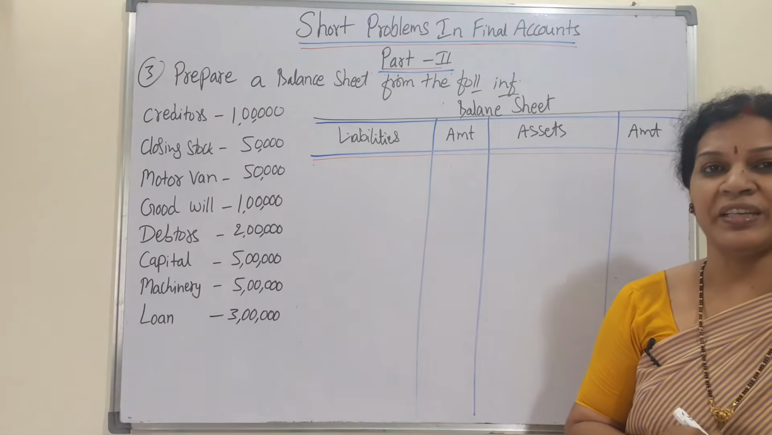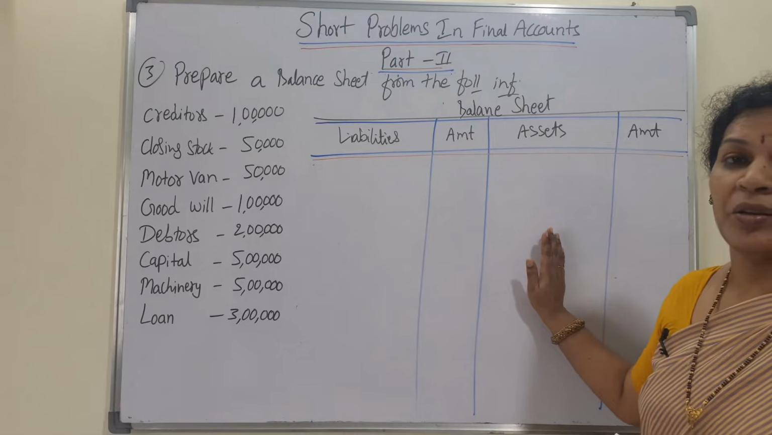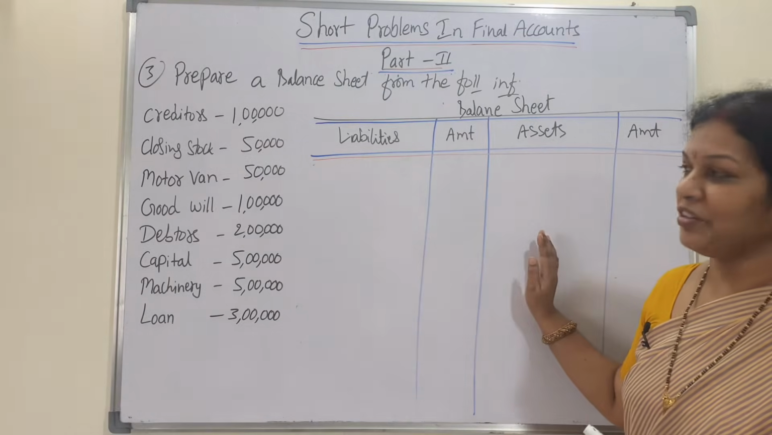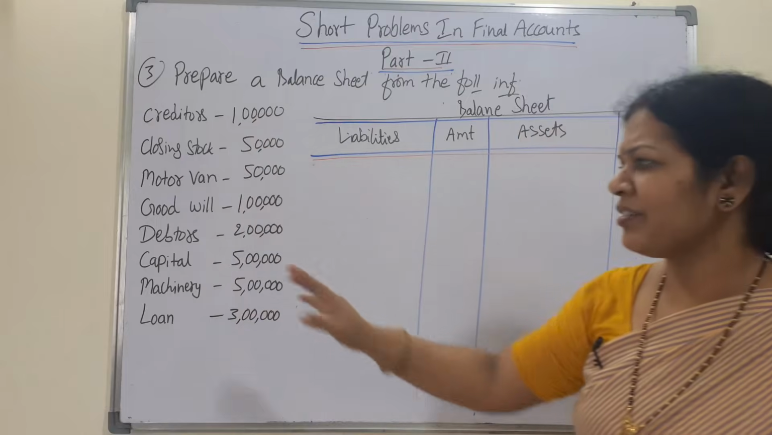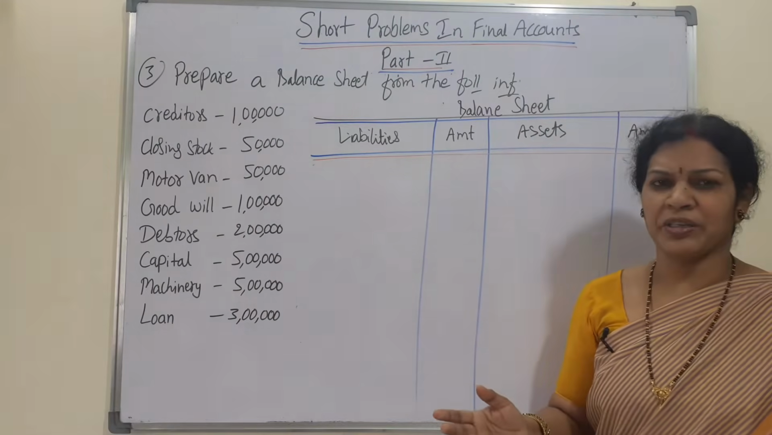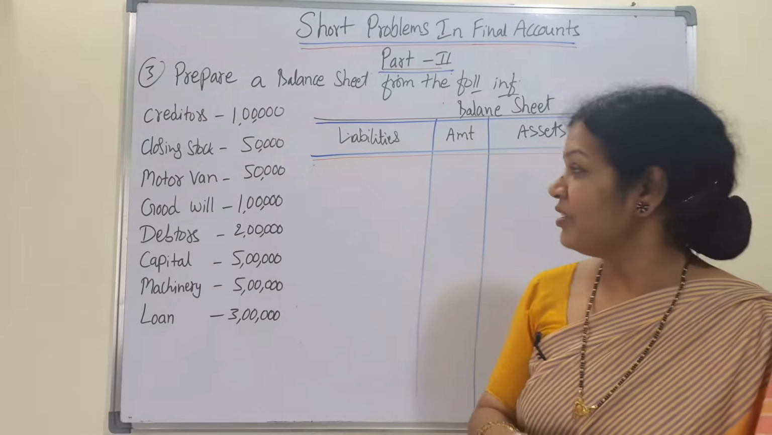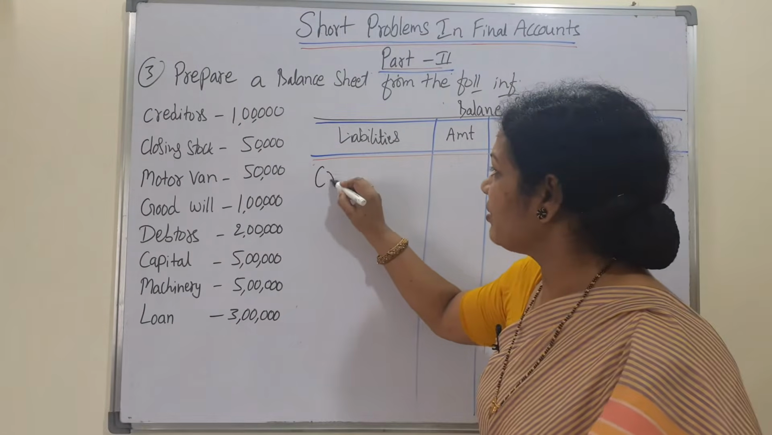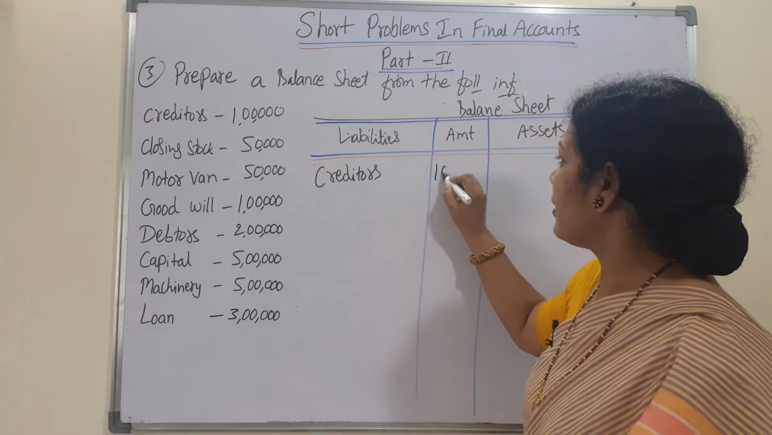We have to post it from the given information. What is needed we'll take. If it is not required we'll ignore it. Always remember, on the asset side the first item should be cash in hand. Do we have cash in hand? It is not there. It doesn't matter. So next, any item you can take directly. Now creditors. Creditors is a liability. So we'll write it on the liability side, creditors 1 lakh.